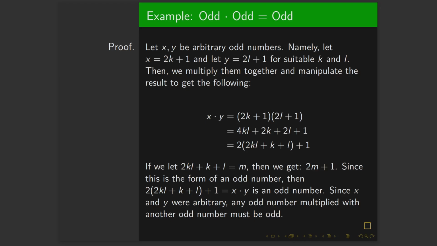So x times y is 2m plus 1. And this is literally the form that an odd number takes. So clearly the final thing that we have is an odd number. And since x and y were just any arbitrary odd numbers, it could be any one of them, we have proved that any odd number multiplied with any other odd number is indeed an odd number.